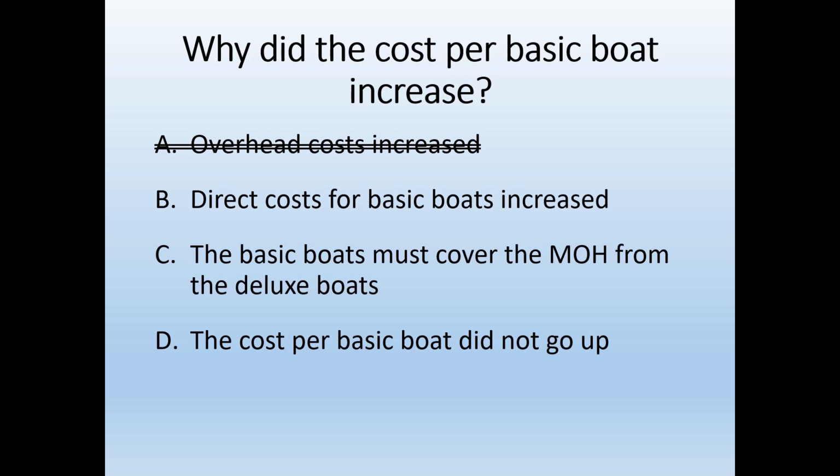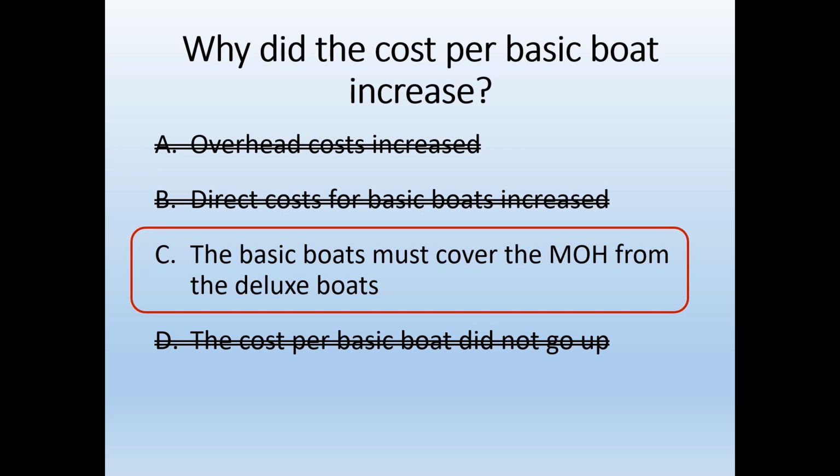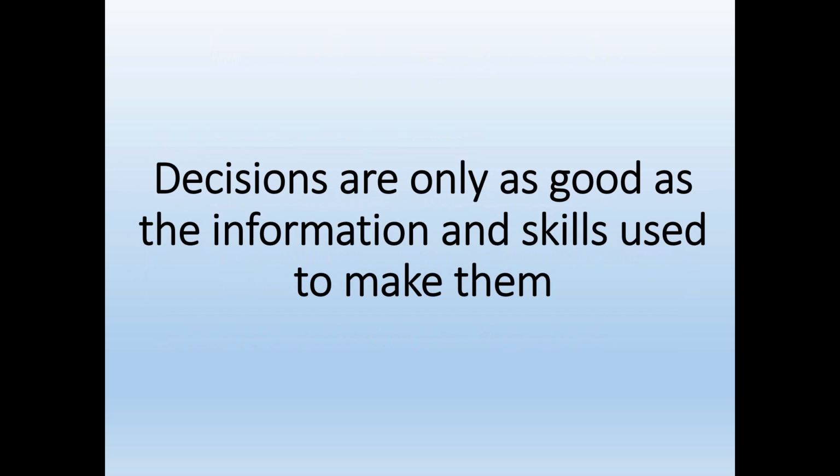Well, the answer can't be A, because overhead costs didn't increase. And the answer can't be B, because the direct materials and direct labor costs for the basic boats didn't increase. And it can't be D, because the cost per basic boat definitely did go up. The answer must be that the basic boats now had to cover the overhead costs that were previously covered by the deluxe boats. And the moral of the story is that decisions are only as good as the information and the skills used to make them.